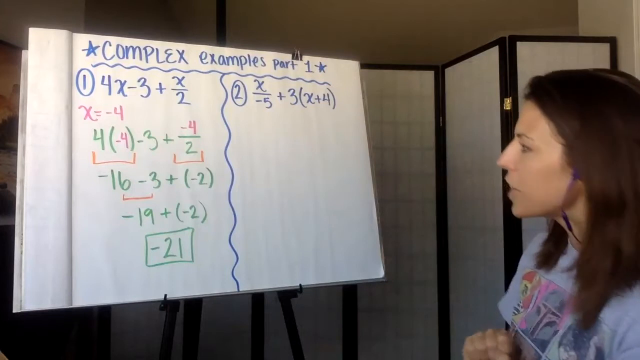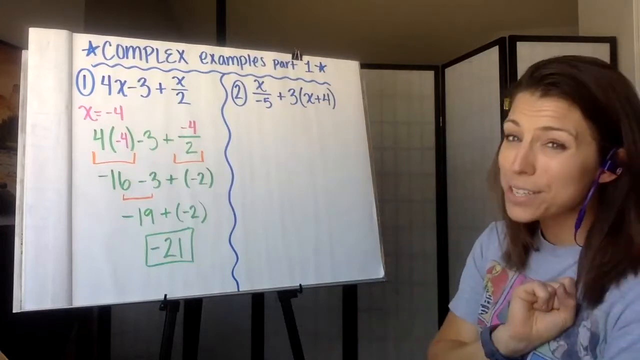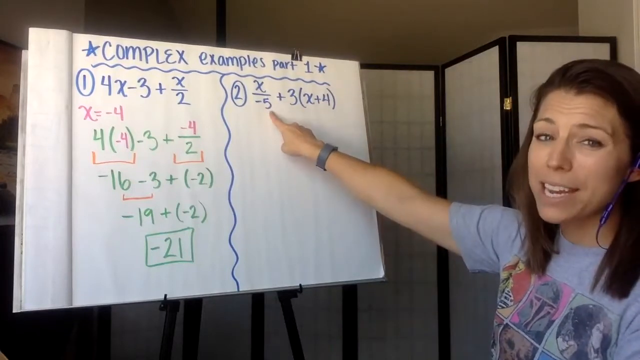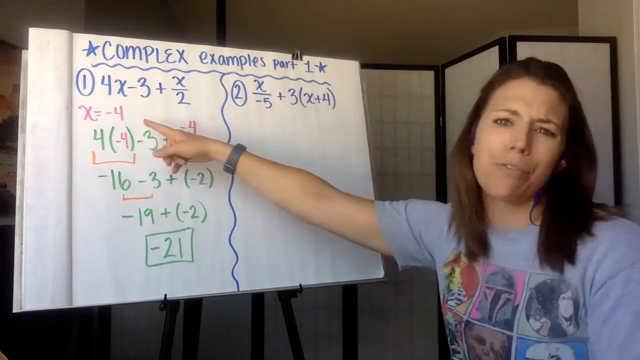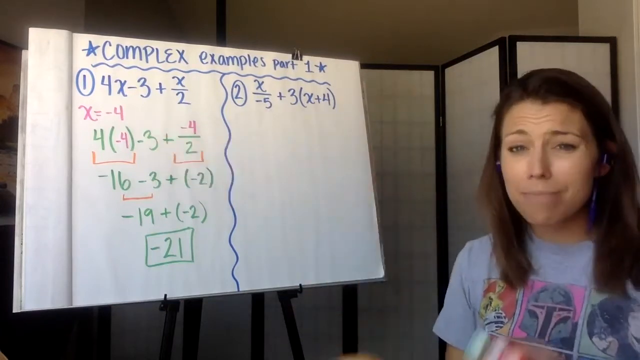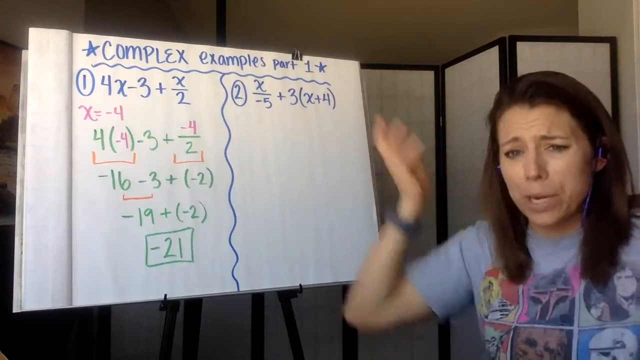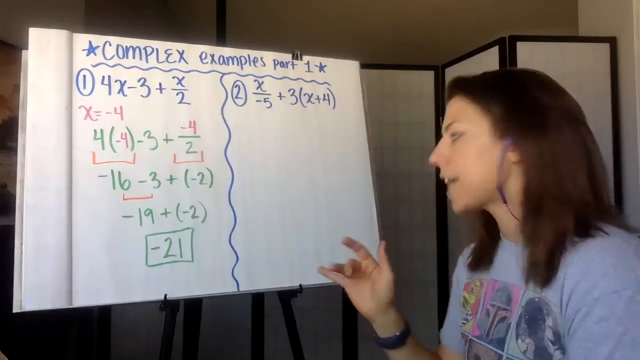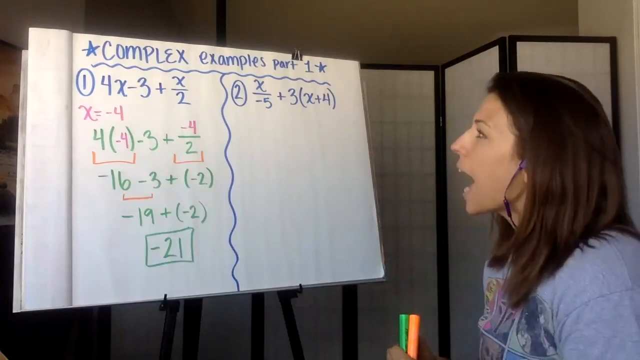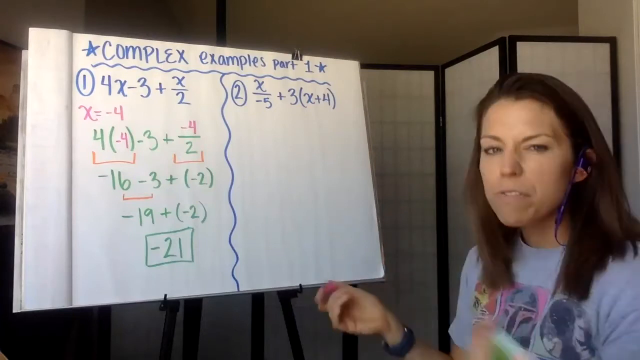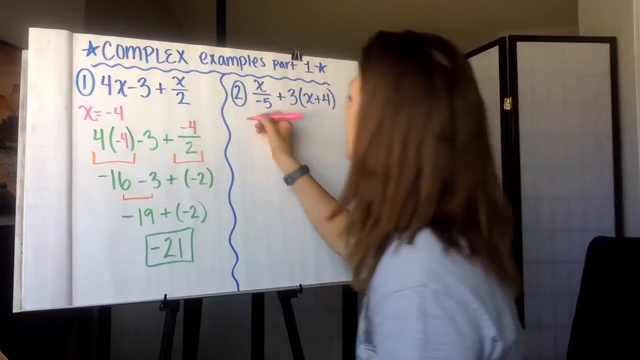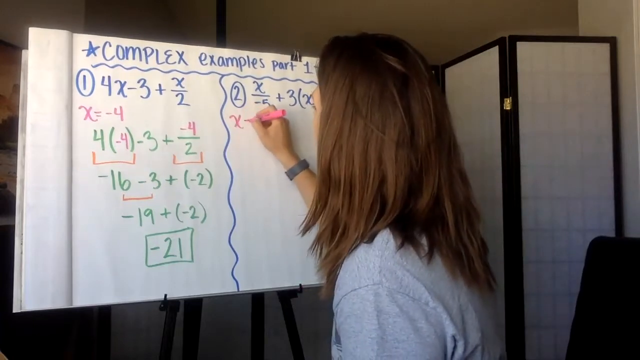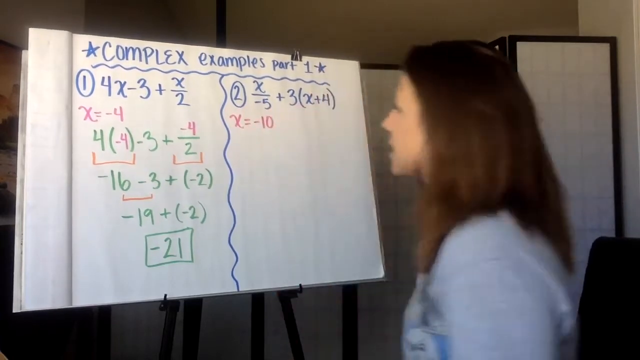All right, over here in number 2, again, there is a fraction. I'm dividing by negative 5. So I don't want to pick negative 4. I would have to deal with fractions, and we all freak out with fractions. So let's pick a number divisible by negative 5. 5, 10, 15, 20, and so on. How about 10? And just for fun, let's make it negative 10. So we're going to input negative 10 for x in the second expression.